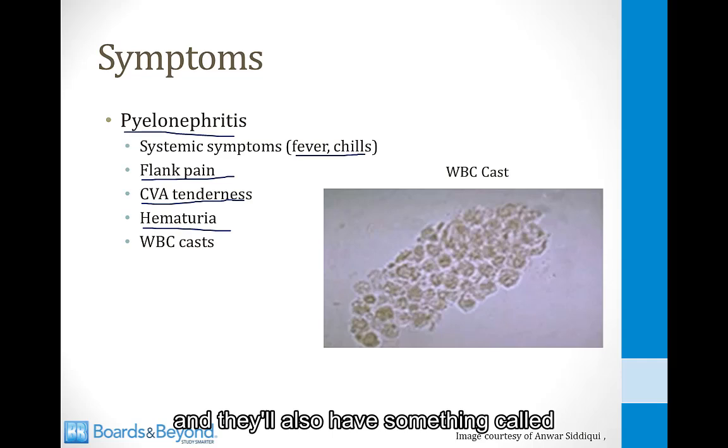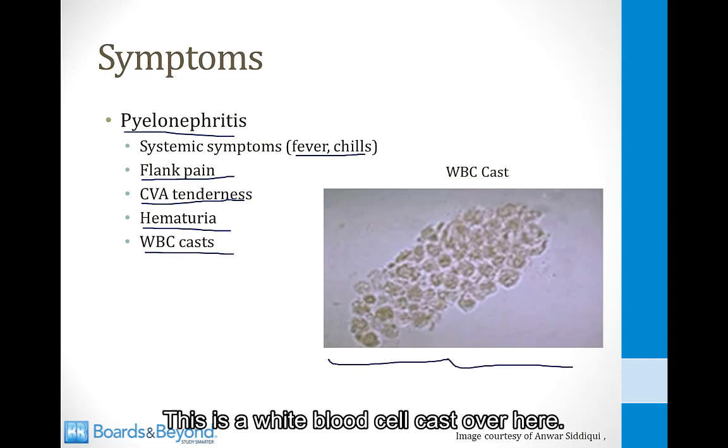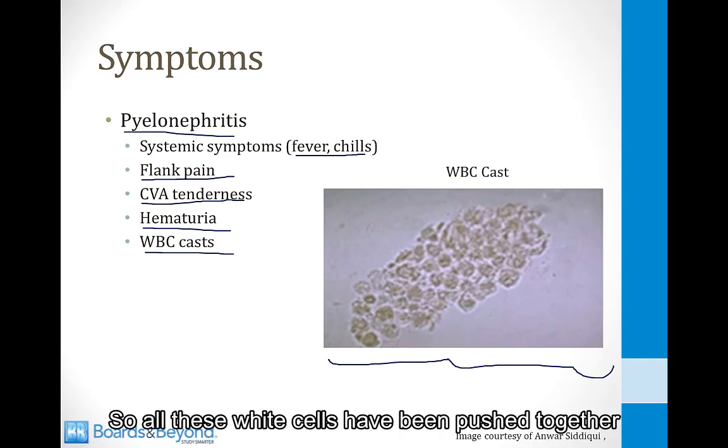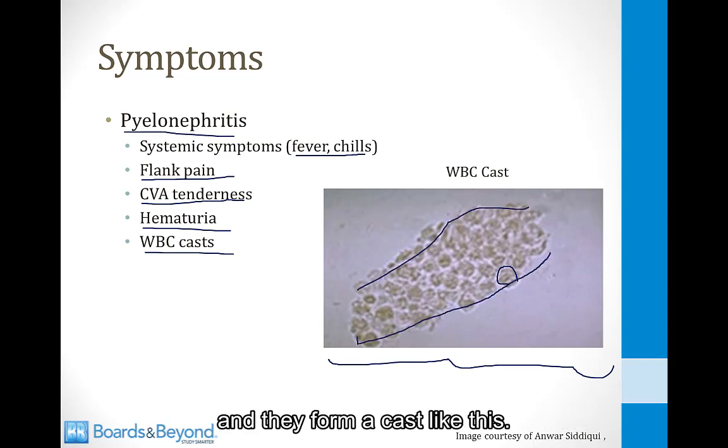And then they also have something called a white blood cell cast when you look at the urine under the microscope. This is a white blood cell cast over here. So all these white cells have been pushed together as they pass through the kidney and the ureter, and they form a cast like this. And that is suggestive of pyelonephritis.